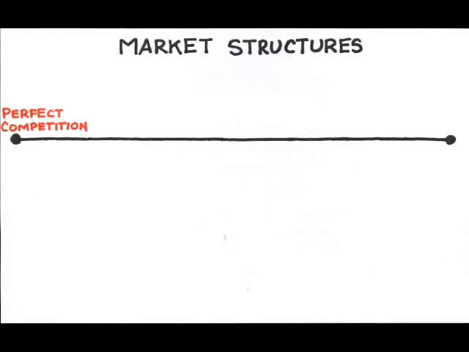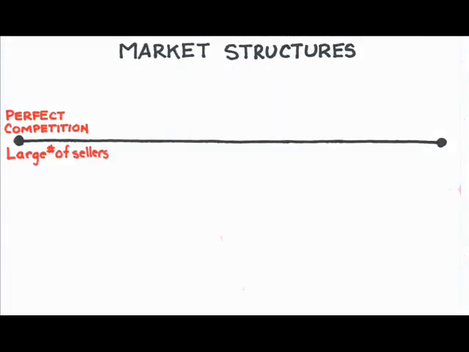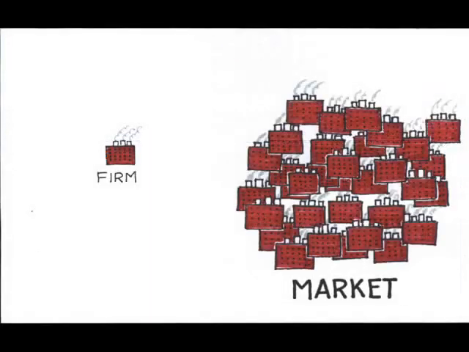Really, there's a continuum of market structures. Let's take a look. At one extreme, we have perfect competition. Well, if it's competitive, how many producers are we talking about? A lot. How many is a lot or a large number? Economists aren't really specific about this, but a large number of producers means that there are so many competitors that each one is too small to affect the market.